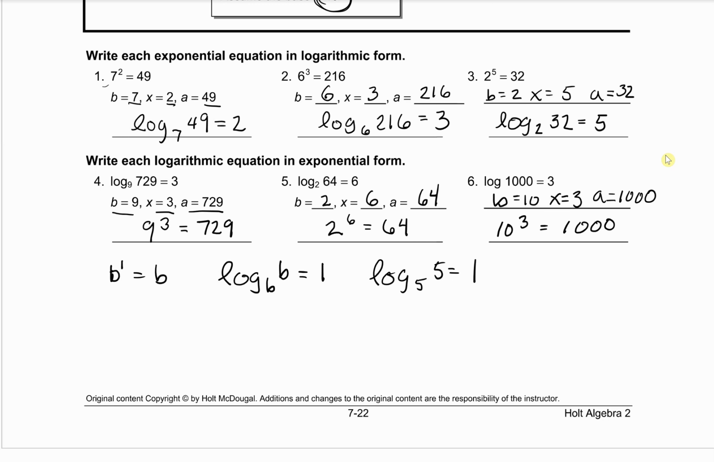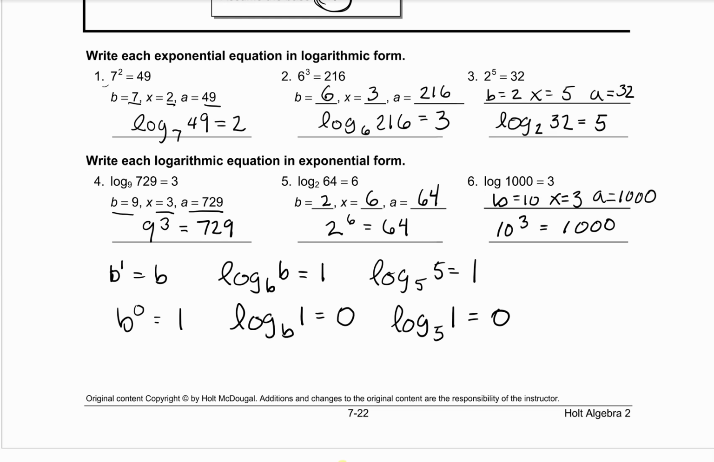Now, remember that any number to the 0 power, doesn't matter what it is, is going to equal 1. So if I have a log base b of 1, the exponent has to equal 0. So if I have log base 5 of 1, then it's going to equal 0.